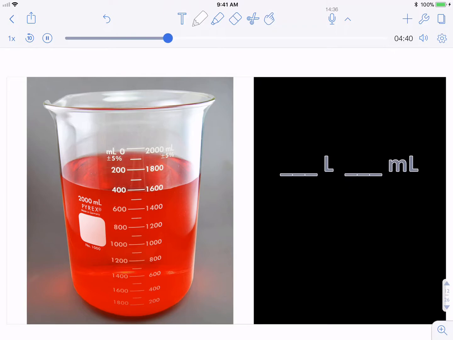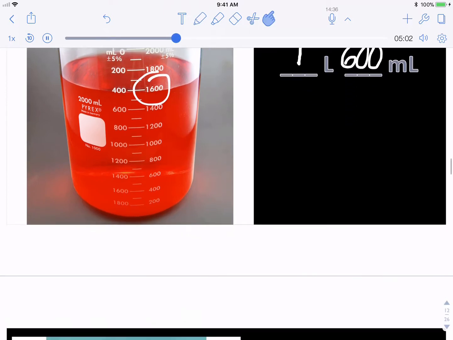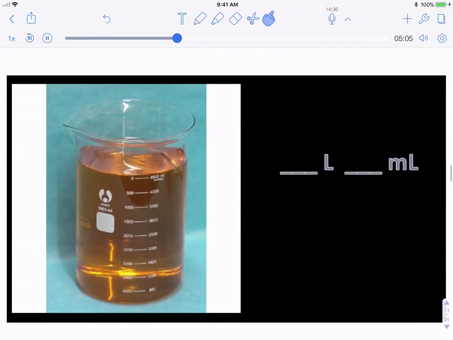Okay, look at this cup. How many liters does it have? 1 liter. How many milliliters? You're going to look at the 1,600 number. So go ahead and fill in the blank. Look at this next beaker. It's a little over the line, but it's about 4,500 milliliters. How many liters do I have, and then how many milliliters are left?